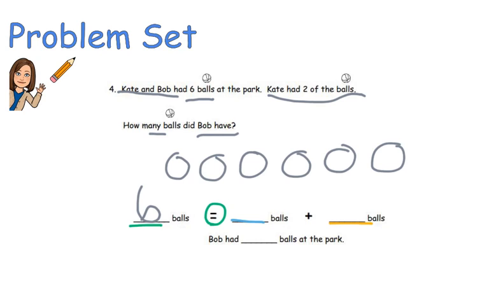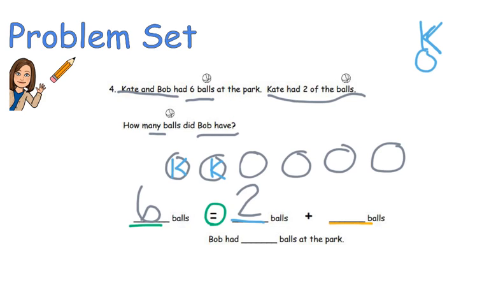Now it says Kate had 2 of the balls. So I'm going to write the letter K inside of the circle on 2. If your circles are too small, that's okay. You can write it above like this. Now we can write 2 on the line because we know that was how many Kate had. Now we need to find out how many Bob had because that's our question right here. How many did Bob have?